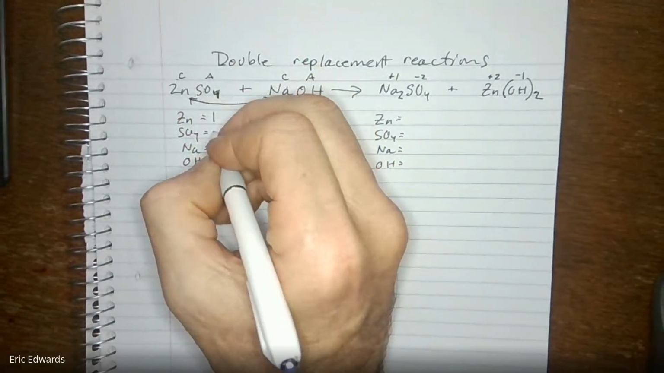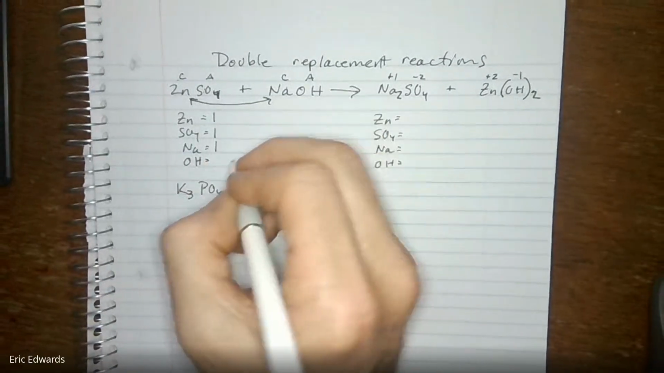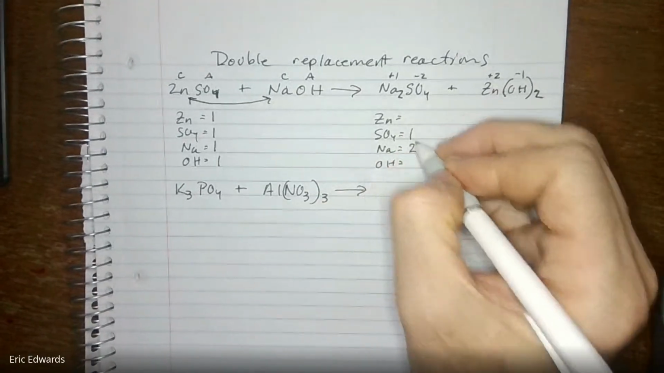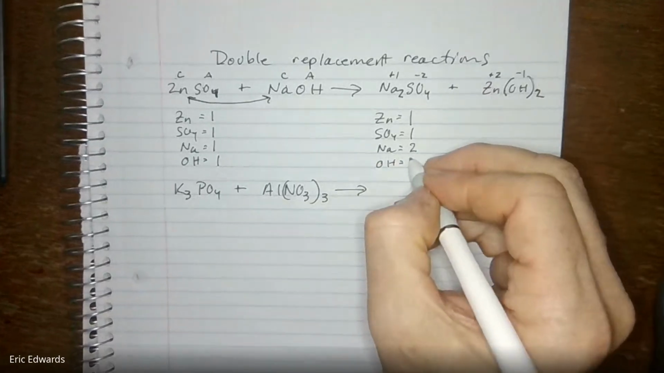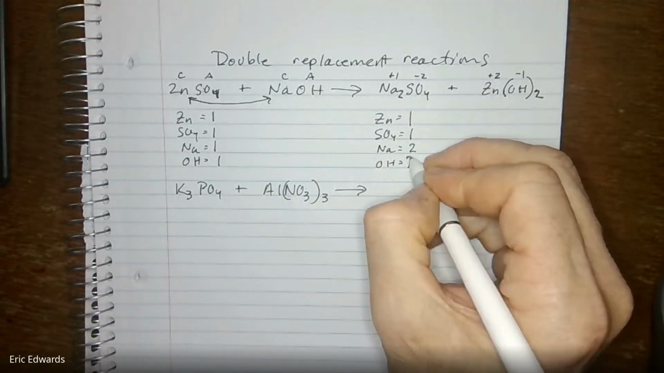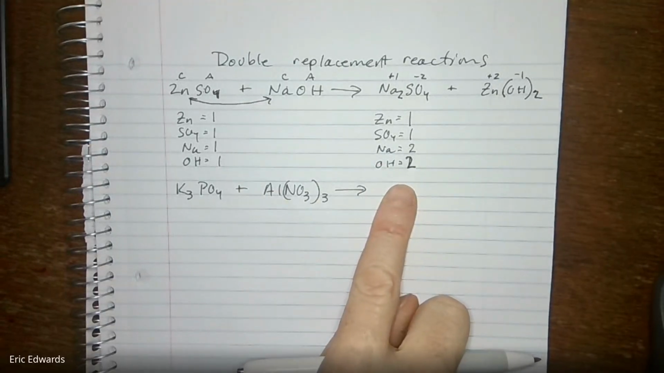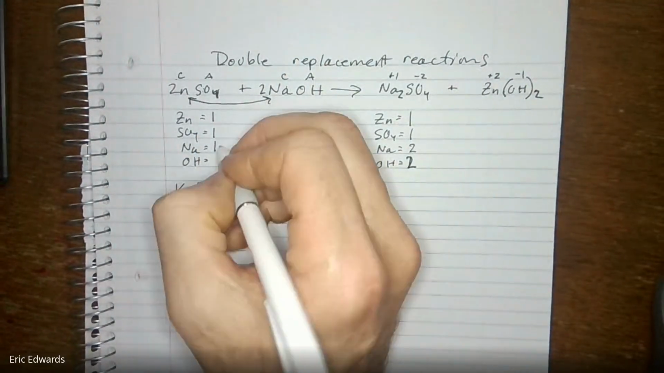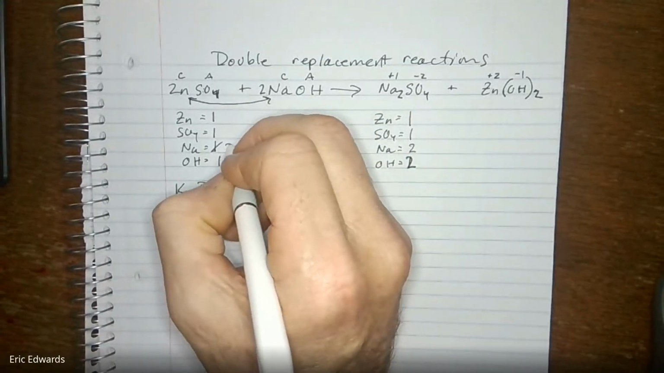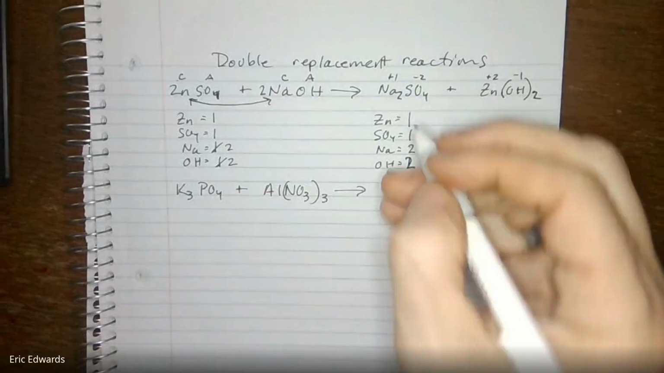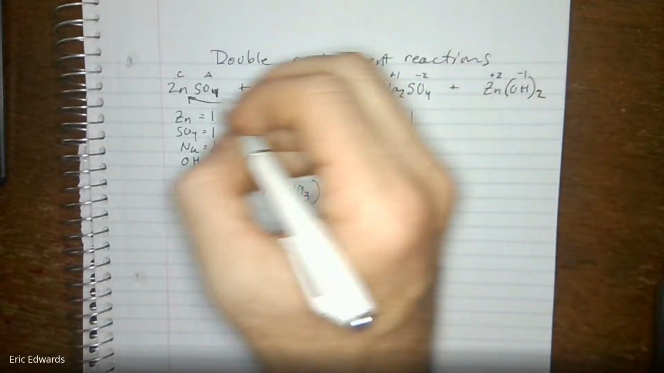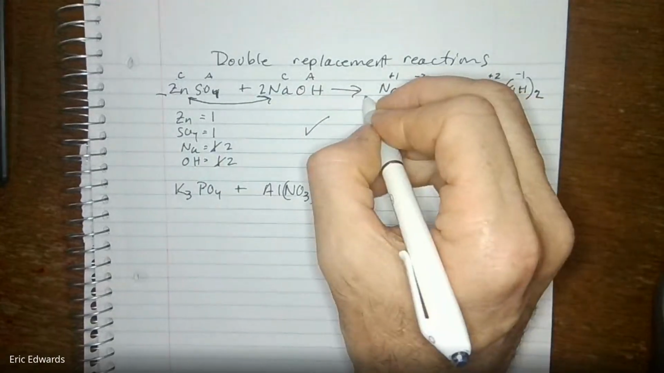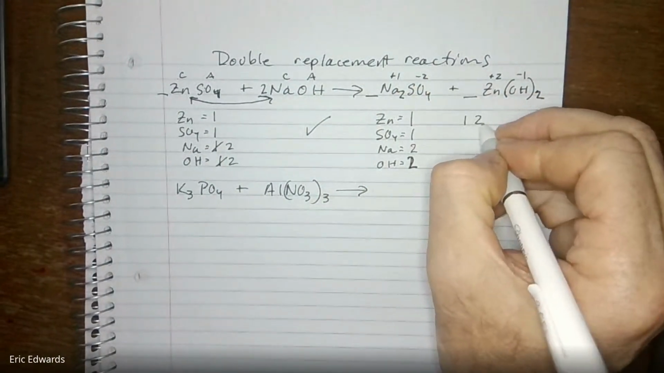I have 1 zinc, 1 sulfate, 1 sodium, and 1 hydroxide. Over here I have 2 sodiums, I have 1 sulfate, I have 1 zinc, and I have 2 hydroxides. Okay, so really the only thing I have to do here is I've got to make sure I have 2 hydroxides going in. That's sodium hydroxide going in, so that's going to give me 2 sodiums, 2 hydroxides. This checks out, and my answer is 1, 2, 1, 1 for that.